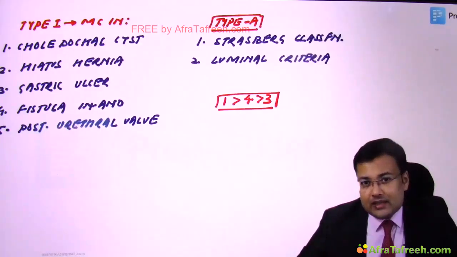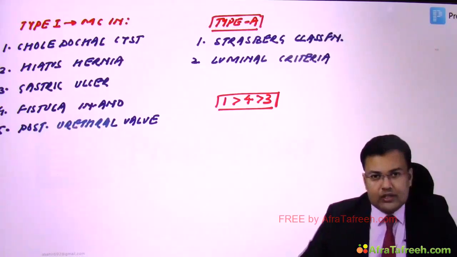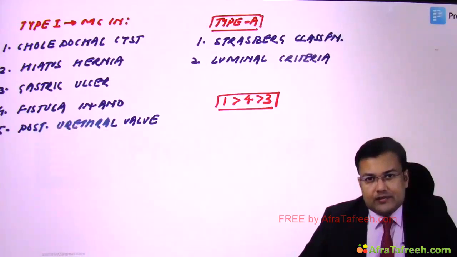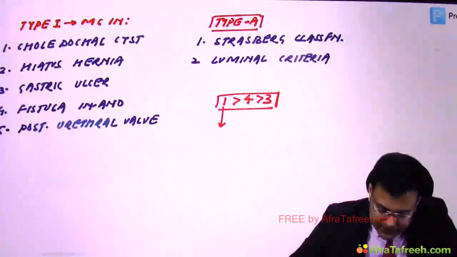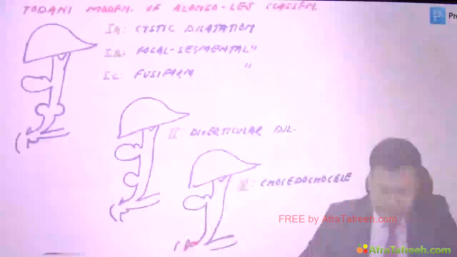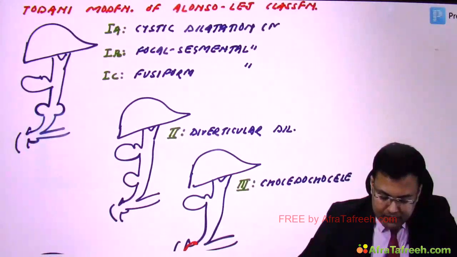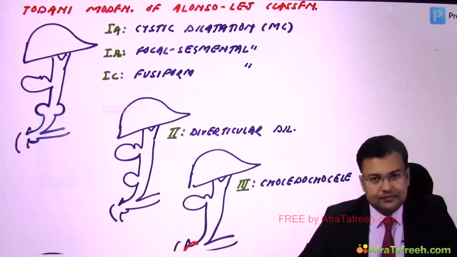If you apply the same logic in choledochal cyst, type 1 is further divided into type 1A, type 1B, type 1C. So in type 1, the most common overall, obviously, is type 1A. So here the overall most common is type 1A. Now see, we discuss this.